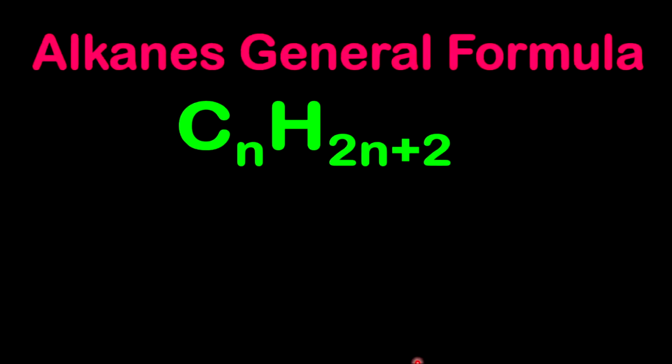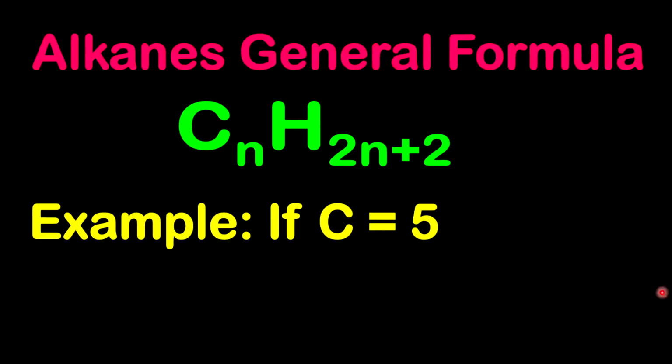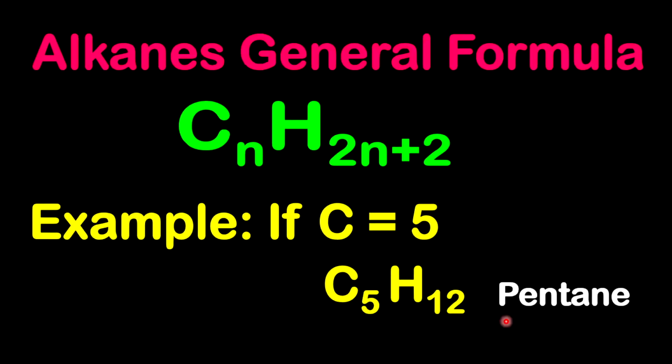Now, let's look at the general formula a little bit more. Just to remind you again, the general formula for alkanes is CnH2n+2. Remember, n is the number of carbons. So let's take, for example, 5 carbon atoms. The number of hydrogens will be that multiplied by 2 and then add 2 to it. So we should have C5H12. 5 multiplied by 2 gives 10, plus 2 is 12. And this compound is called pentane. Remember, pent for 5 carbon atoms.